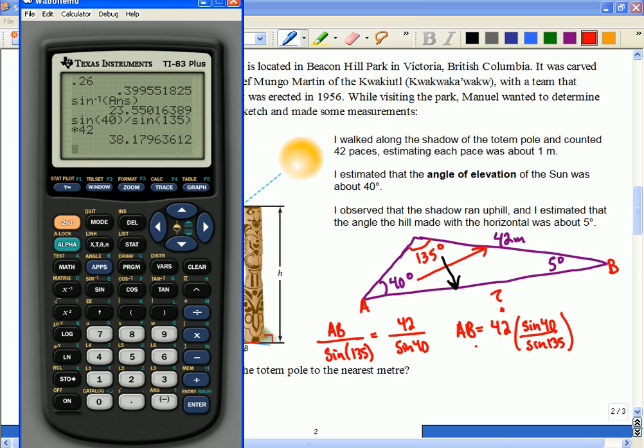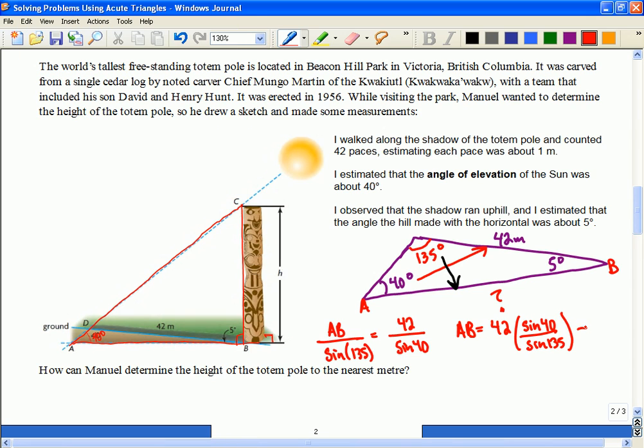All right, so let's call that 38.2. When you do your calculations, you should keep those numbers in the calculators. The more you round, the more likely you are to find a mistake when you get to your final answer. But let's label now in our picture. We know this is 38.2.